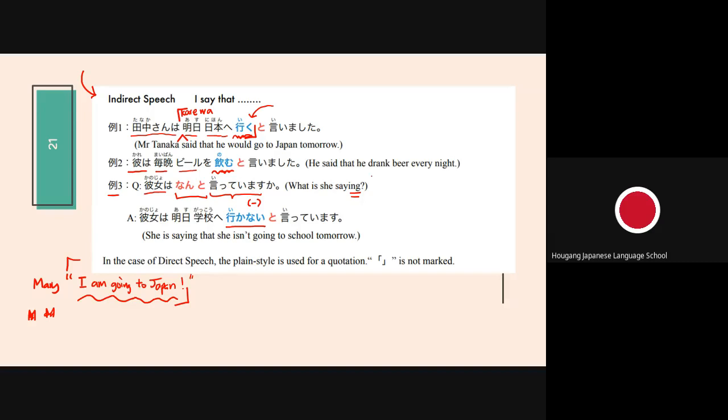Okay? Right, in summary, only dictionary form, your ru form, or your nai form for negative, or your ta form for past tense. Negative, positive, okay? And then the past negative is nakatta, which is a combination of two. Okay, yeah, of course, in case of direct speech, the plain style is used for the direct speech. Okay, never mind.